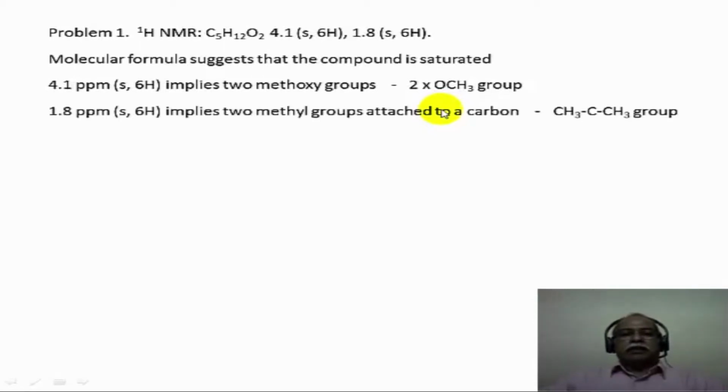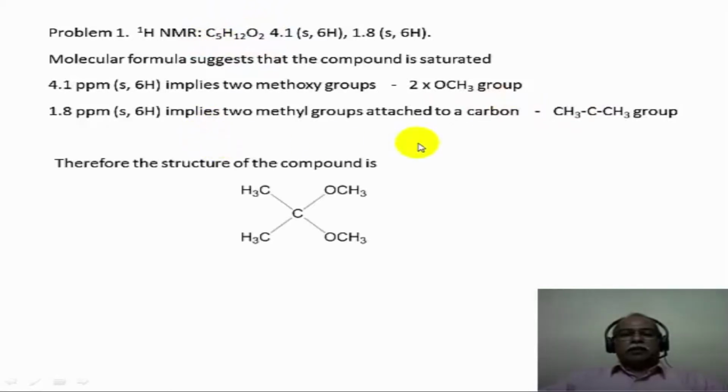Then comes the next chemical shift value of 1.8. This is a much smaller chemical shift value and it consists of 6 hydrogens as a singlet. This can only imply that there are 2 methyl groups attached to the same carbon. In other words, a gem dimethyl group attached to a carbon is responsible for this resonance at 1.8 ppm of 6 hydrogen intensity. Now, if you add up the carbons, hydrogens and the oxygen present in the fragments that we have elucidated, it corresponds to the molecular formula. So, the problem is essentially solved.